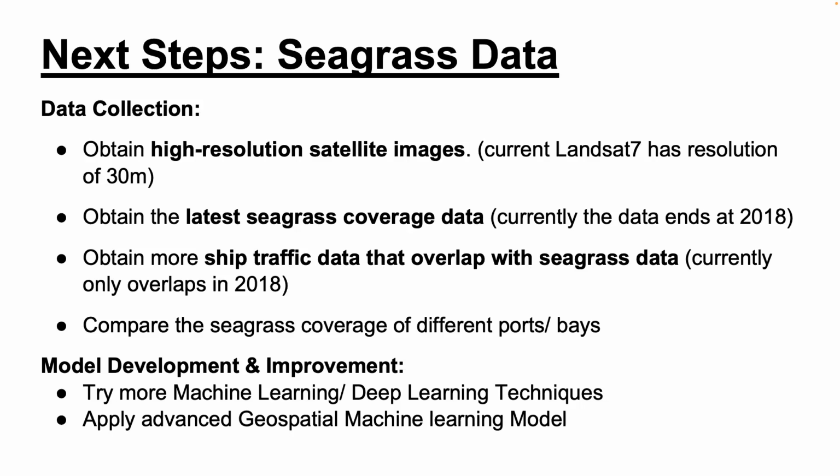And to, again, compare different bays, because this type of model will be very specific to the location that you're using, like types of bays and where seagrass might even be present, because you're not going to predict seagrass where there wouldn't be seagrass growing anyway. And so, again, we will try machine learning, deep learning techniques, and advanced geospatial learning models.